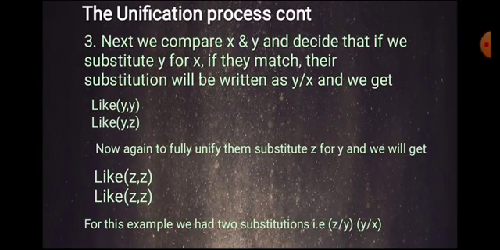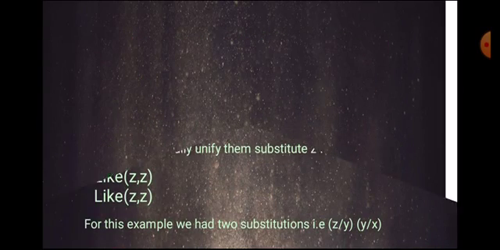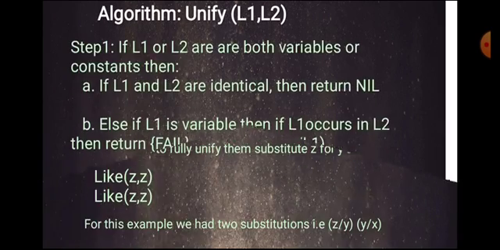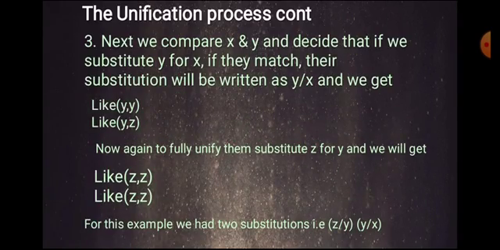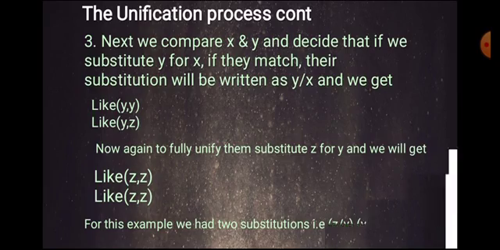Now when we did this, we did two substitutions: firstly we substituted y for x, and secondly we substituted z for y. These are all the substitutions we have done in our unification process for this example. Okay, these are the simple things we have to do in unification.